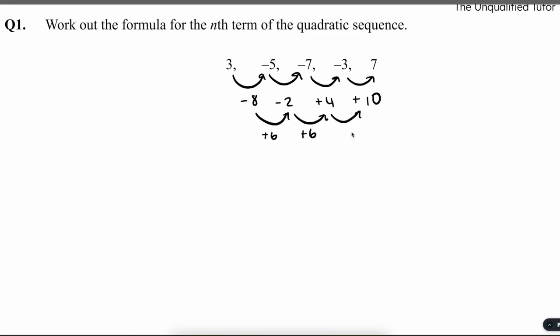And that tells us that the quadratic sequence that we need to be concerned about is 6 divided by 2, which is 3. So we need to look at 3n squared. So the first term is 3 times 1 is 3. 3 times 4 is 12. 3 times 9 is 27. 3 times 16 is 48, and then 3 times 25 is 75.